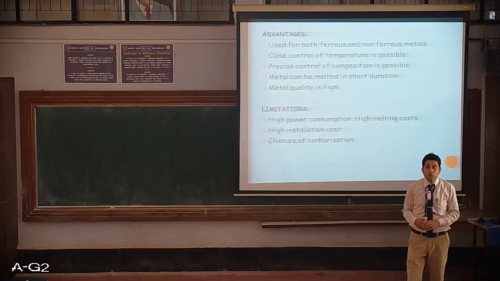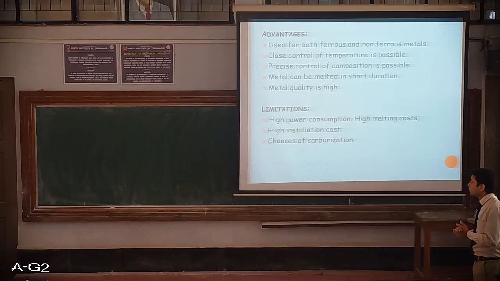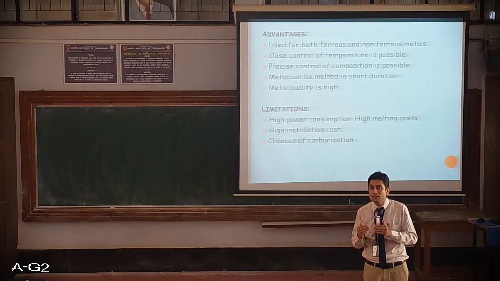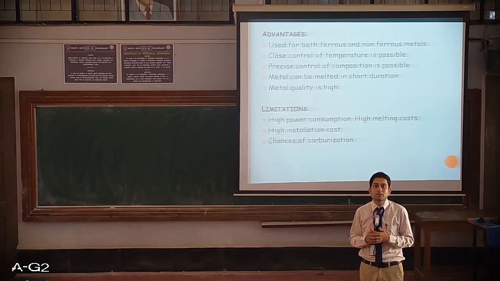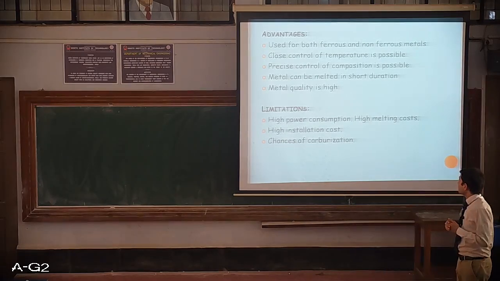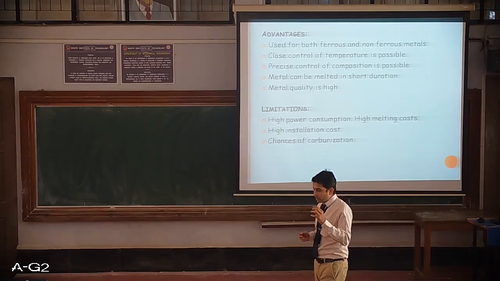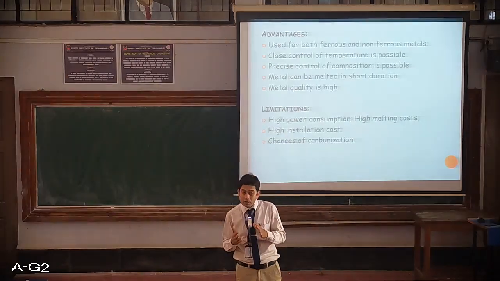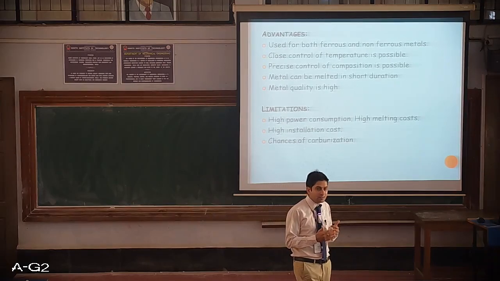What are the advantages of these furnaces? The advantage is that it is used for both ferrous and non-ferrous metals. We have learned that the first technique, crucible furnaces, is basically used for non-ferrous metals. Cupola is used for ferrous metal, while this type of furnace can be used for both. Then close control of temperature is possible. If you require the temperature of the liquid metal to be around 1501 degrees Celsius, you can achieve that by using this type of furnace. While in the earlier two cases, it is a little difficult.